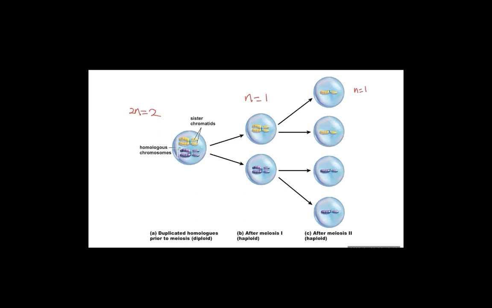Okay. When you look at this one, this is a sister chromatid. Sister chromatid means the chromosome duplicated, right? And then when they bind these together, when they group them together, it's because they are homologous chromosomes.